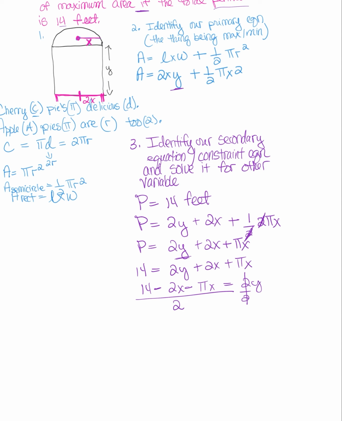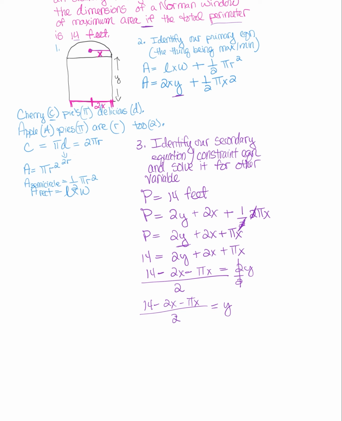This is going to be our secondary equation. So I'm going to erase it, well, maybe I shouldn't do that in case we look back. All right, so I'll rewrite it then. We'll have 14 minus 2x minus pi x divided by 2 equals y. So this is our secondary equation.